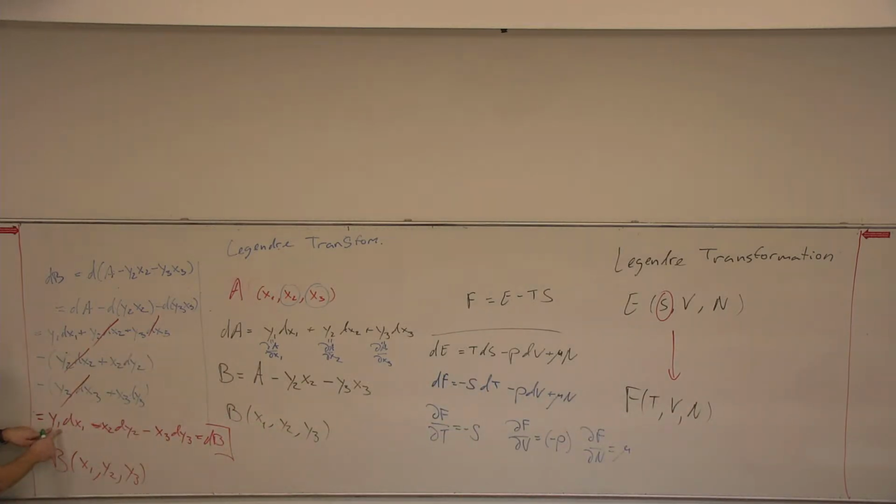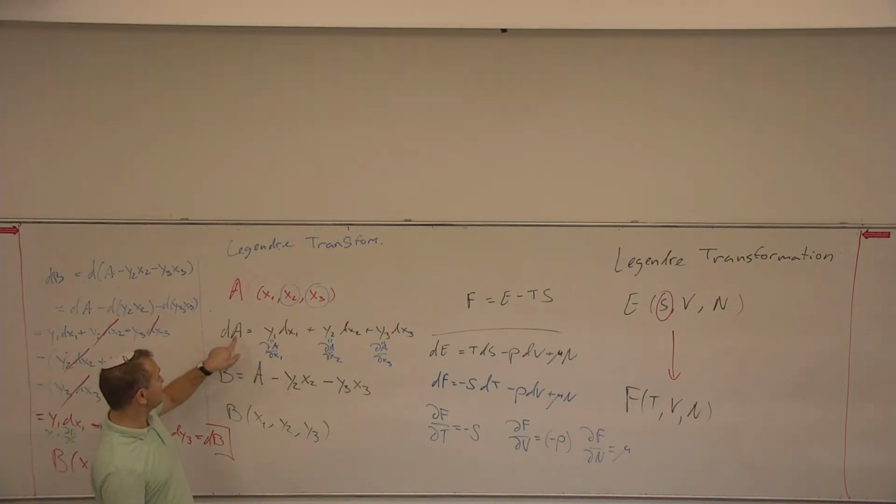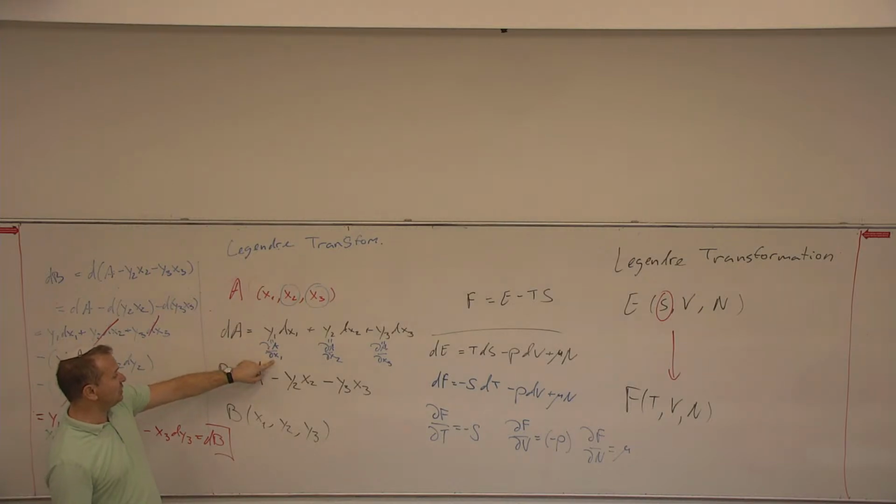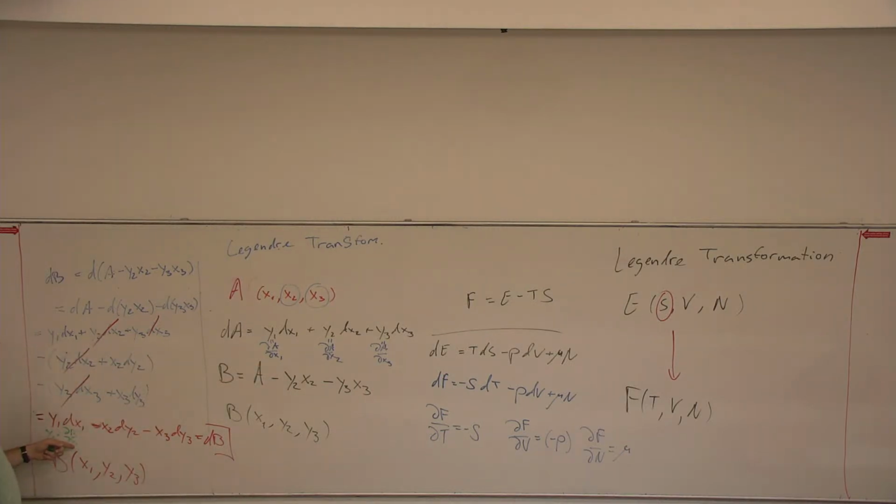Since y1 stands in front of dy1, I know that y1 equals dB/dx1. Okay, I haven't modified it. It stays the same as over here. So y1 is dA/dx1. x1 wasn't modified to the conjugated variable, so the derivative stays the same.